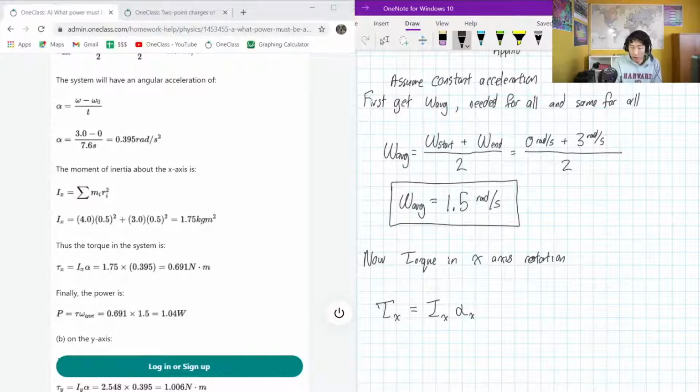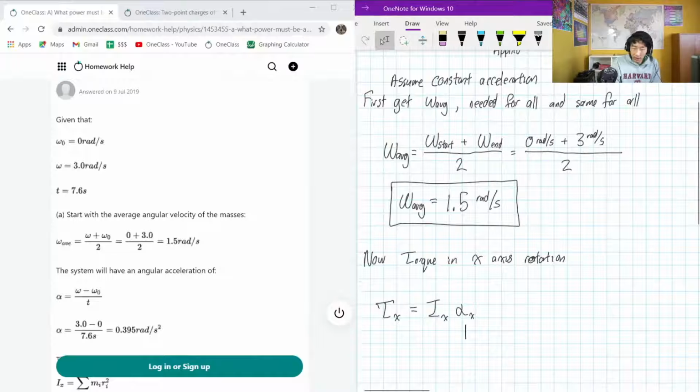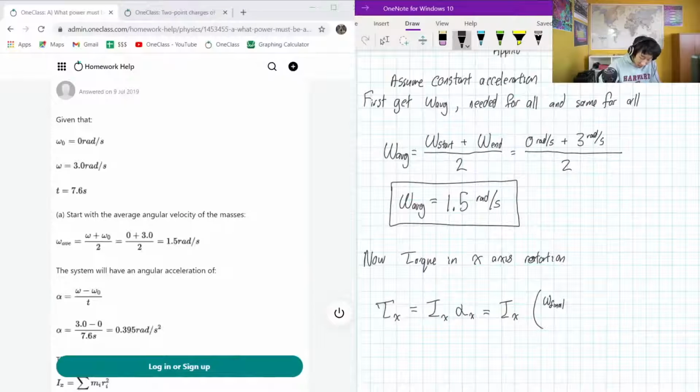Okay, so let's find our angular acceleration first, because that's easier. Our moment of inertia, we'll keep as that for now. But for our angular acceleration, we know that this has to be the change in velocity with respect to time. So this will be angular final minus angular initial over the time.